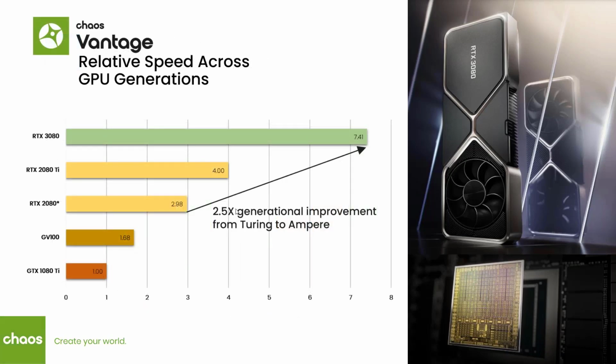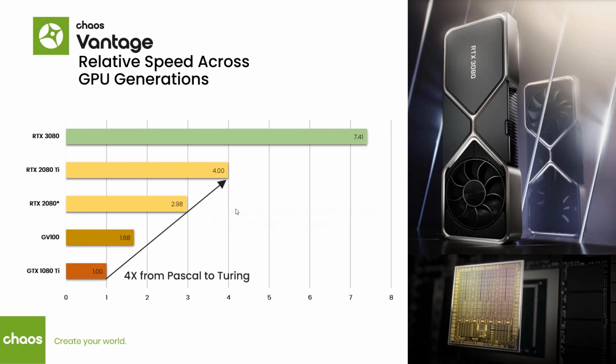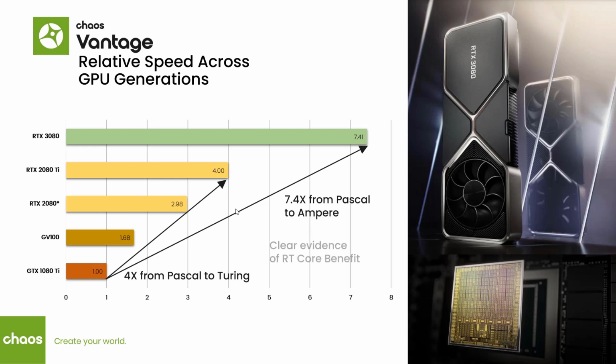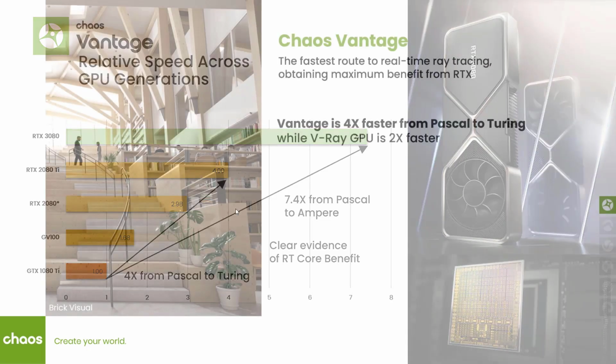We're seeing a similar speed up with Vantage, 2.5x generation over generation from Turing to Ampere, similar to what we were seeing with RTX on V-Ray GPU. And if we take a look back to when there wasn't RT cores, back to Pascal generation, then we're seeing a 4x improvement to Turing and a whopping 7.4x improvement from Pascal to Ampere. And this, we believe, is clear evidence of the benefit RT cores are delivering to GPU ray tracing.